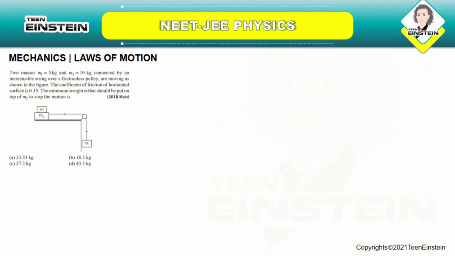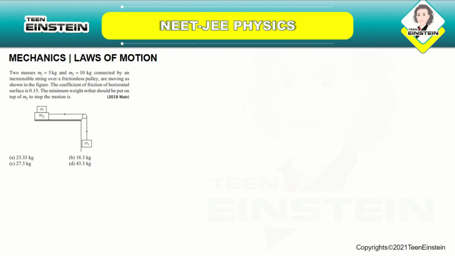Two masses, m1 is equal to 5 kg and m2 is equal to 10 kg, connected by an inextensible string over a frictionless pulley, are moving as shown in the figure. The coefficient of friction of the horizontal surface is 0.15. The minimum weight m that should be put on the top of m2 to stop the motion is. So here you can see they are telling us to add some weight in order to stop the motion. How much weight has to be added on the top of m2 to stop the motion?